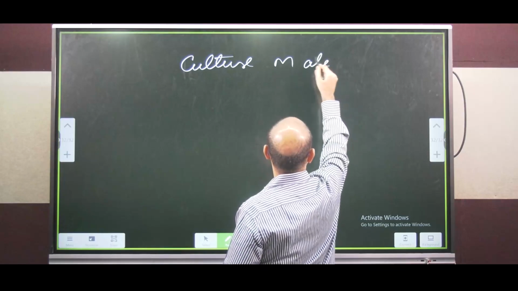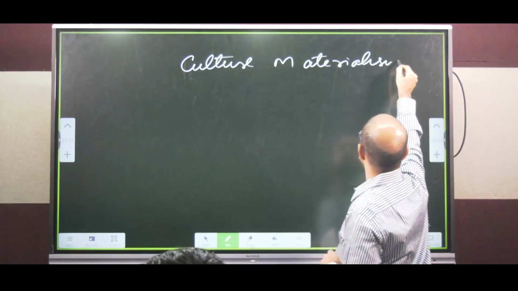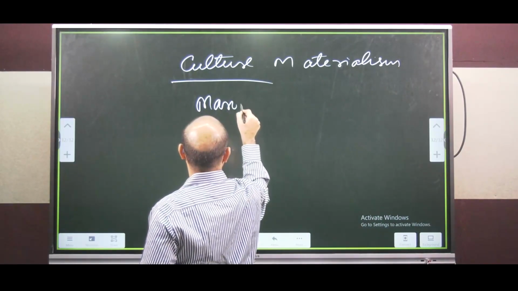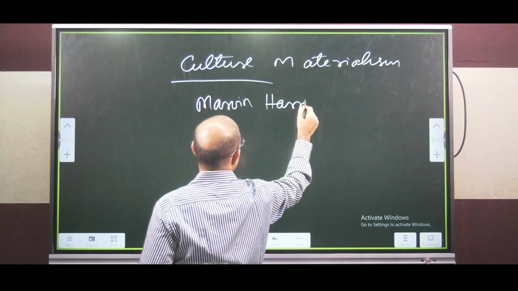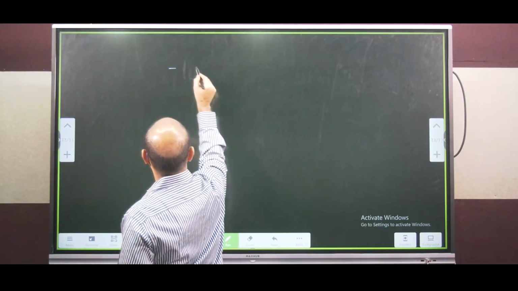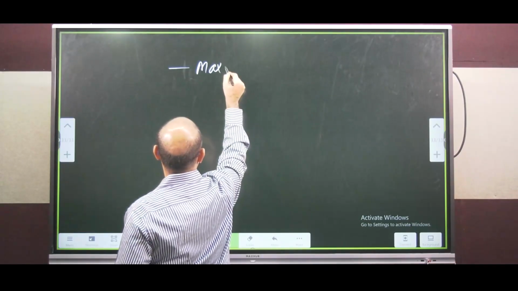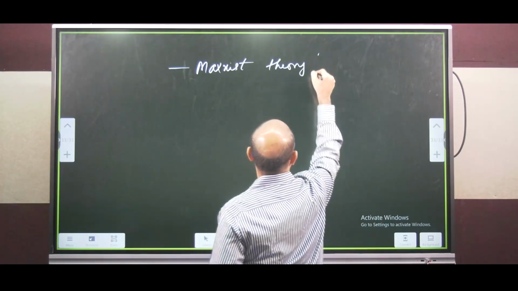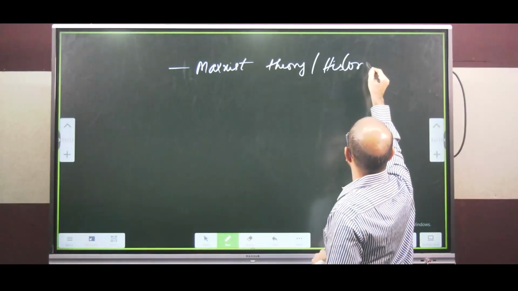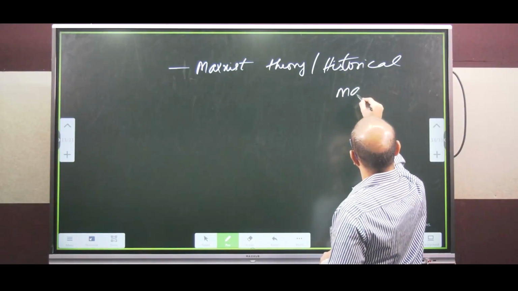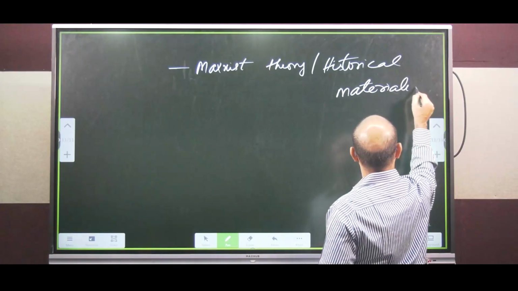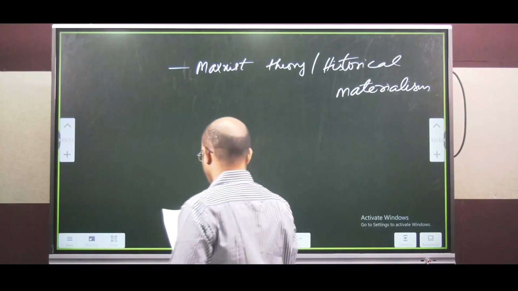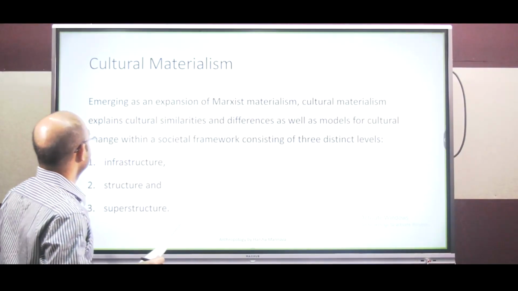Under culture materialism, who do we discuss? Yes, we should discuss the ideas and work of Marvin Harris. First, describe briefly his approach. His approach is based on Marxist theory or the Marxist approach of historical materialism. This is the basis of his approach. Using that approach, Marvin Harris framed his theory of culture.